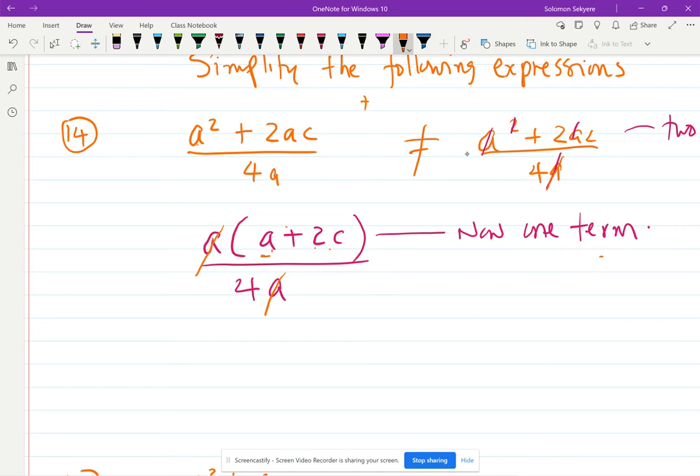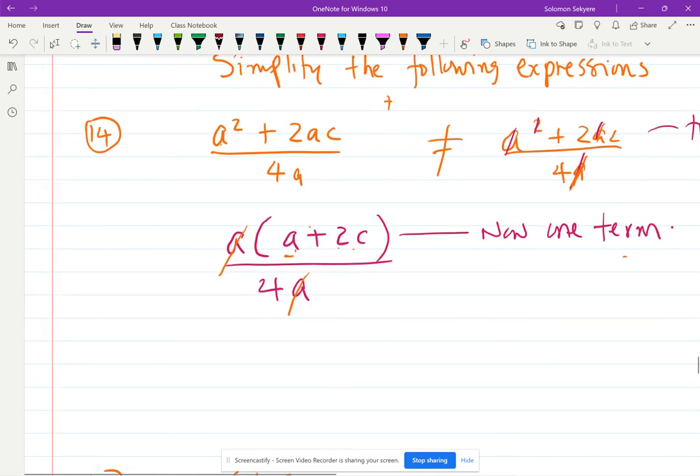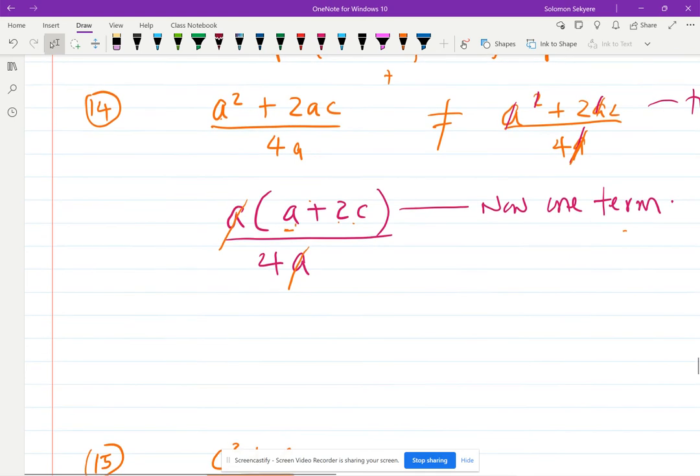You cannot cross out a here separately and a there separately and say your final answer is a plus 2c over something. Here it probably just works out to be okay, but don't do that. Don't cross out, don't jump terms to do your divisions.